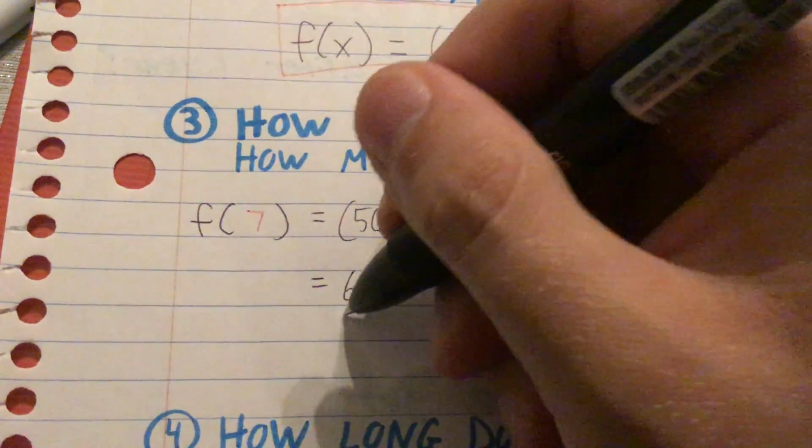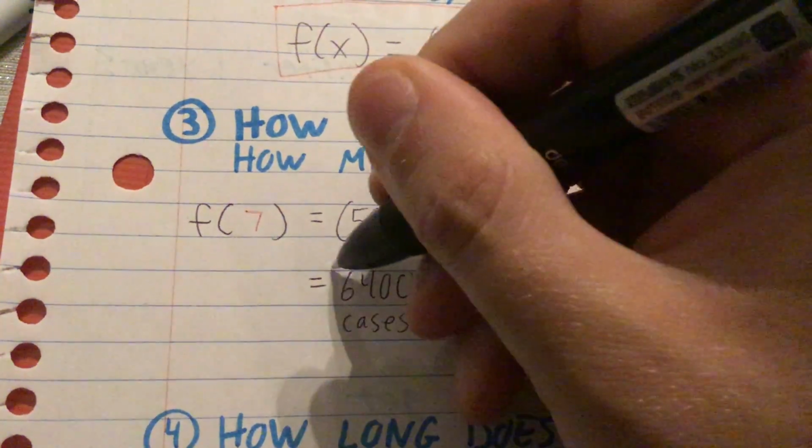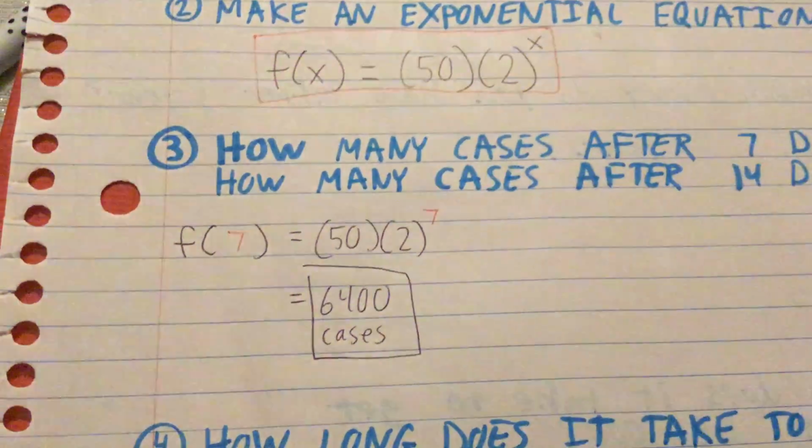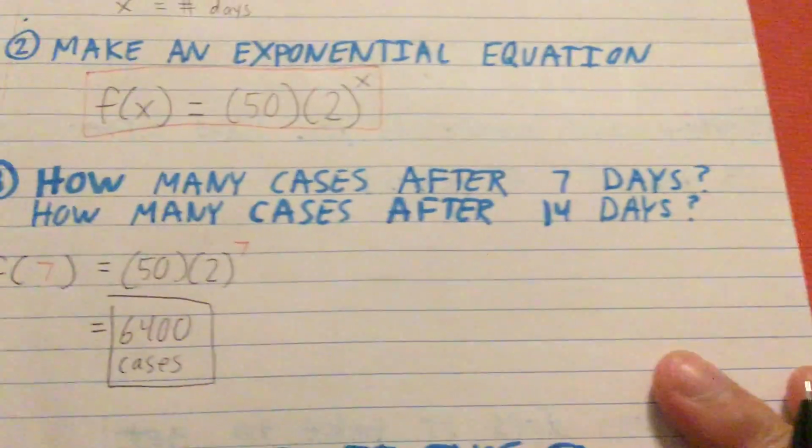So after 7 days, 6,400 cases of the virus.